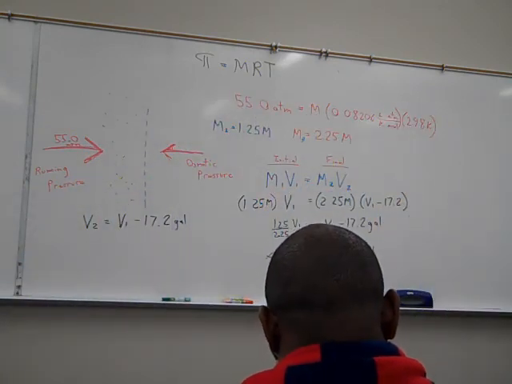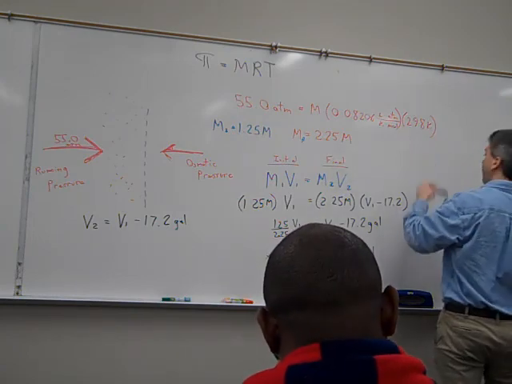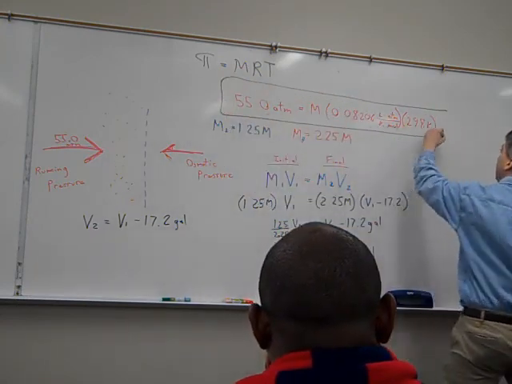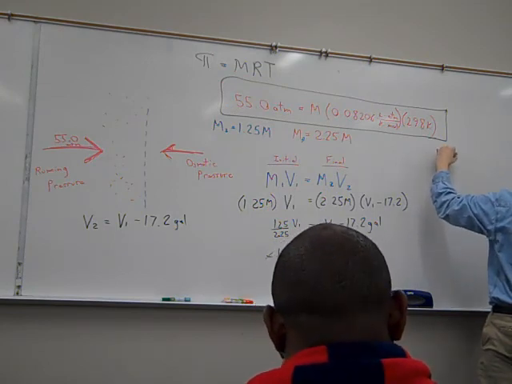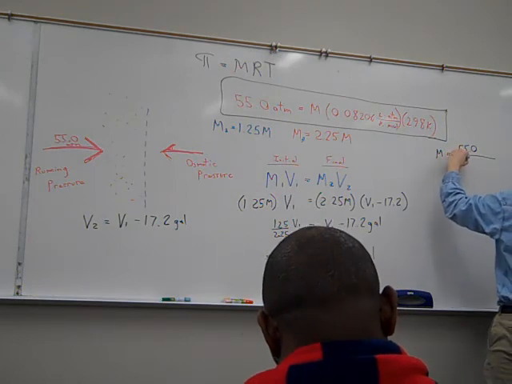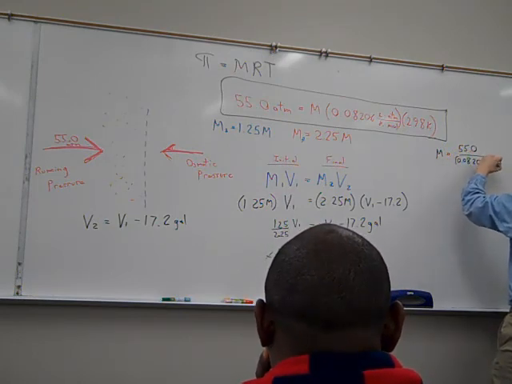Yes? So, okay, how did you get the 2.25 for the final molarity? The 2.25 came from this section up here. I simply took my... Oh, you divided. Yeah, my molarity is equal to 55.0 divided by 0.08206 times 298.